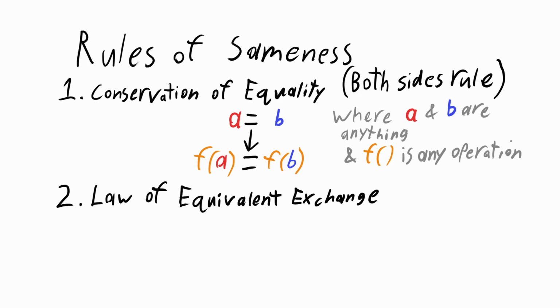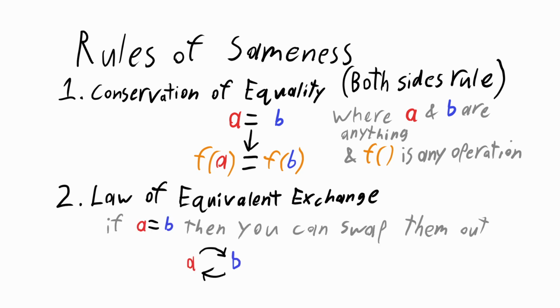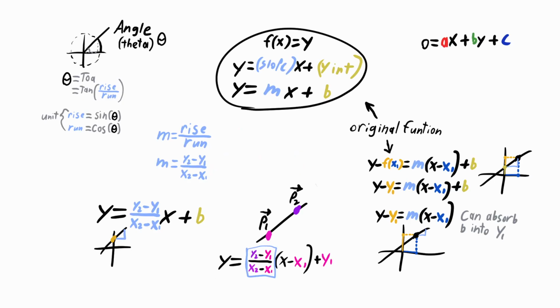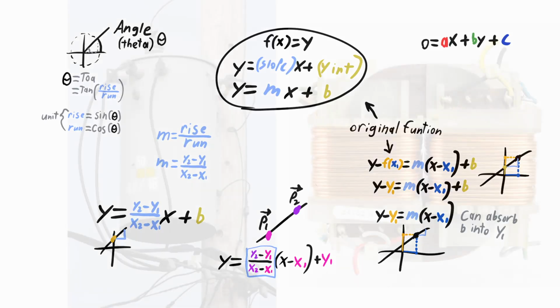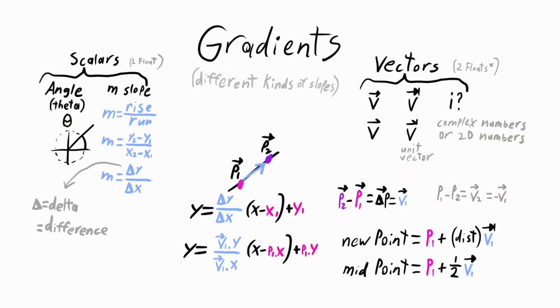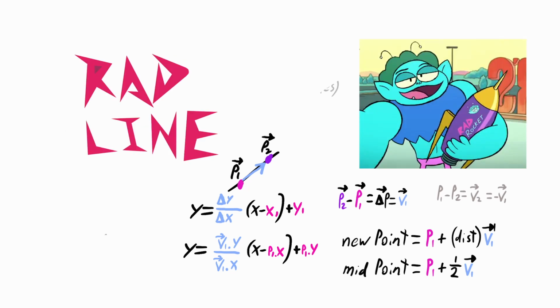Number 2. The law of equivalent exchange. You can swap out equal things at any time. Using those rules, you can switch between the different line forms and take advantage of their strengths. It's kind of like Transformers. You can even make up your own, call it a rad line, after rad. Maybe it's related to linear algebra, I don't know.